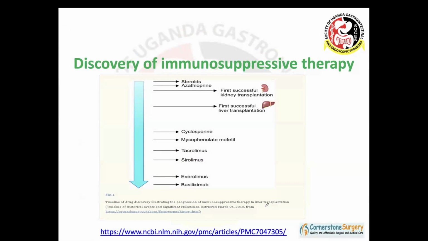Also, all these drugs I'm talking about, they have a history. The first drugs they discovered as immunosuppressants were steroids, followed by azathioprine. This led to successful transplantation, but not reliable. And then we came in with cyclosporine, mycophenolate, tacrolimus. Now we even have everolimus. These are the most modern. This is the progress of discovery of immunosuppressants to liver transplant.